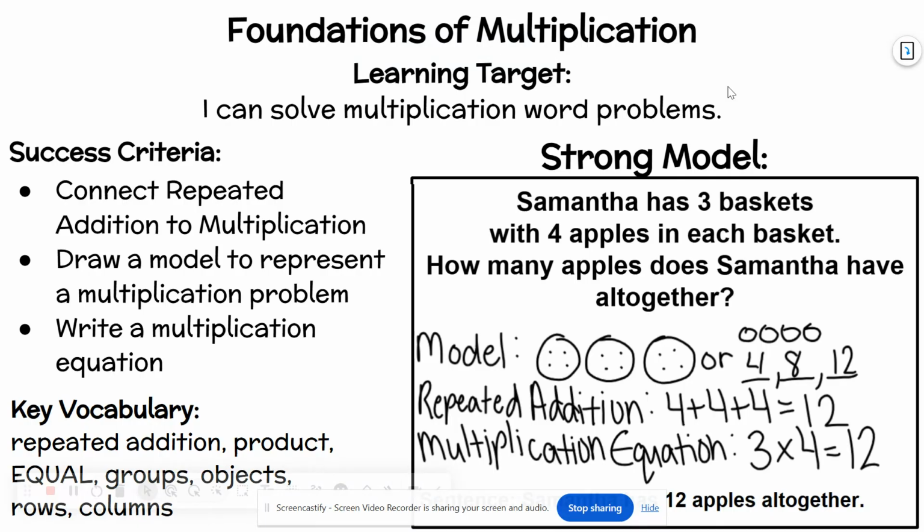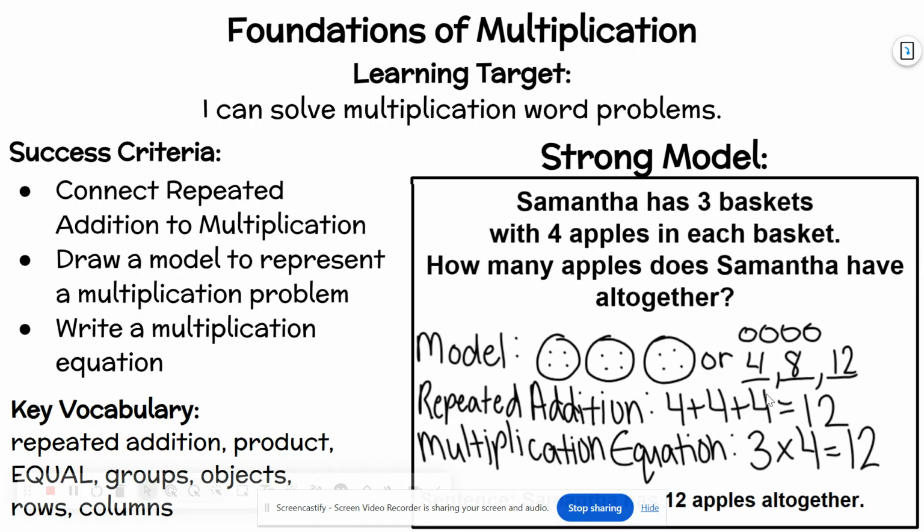I can solve multiplication word problems. Success criteria: connect repeat addition to multiplication, draw a model to represent a multiplication problem, write a multiplication equation. And for our key vocabulary, we have repeat addition, product, equal, groups, objects, rows, and columns.